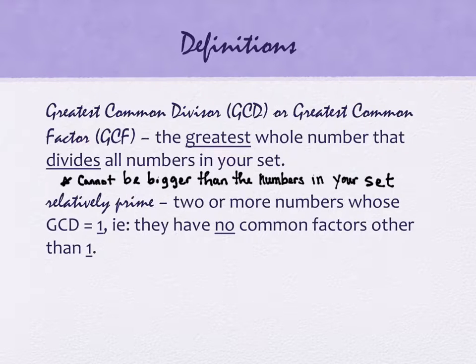We've actually talked about the next definition, but I haven't used the words. The words are relatively prime. Relatively prime are two numbers whose GCD, their greatest common divisor, is 1. Or you could say they have no factors except for 1 in common.